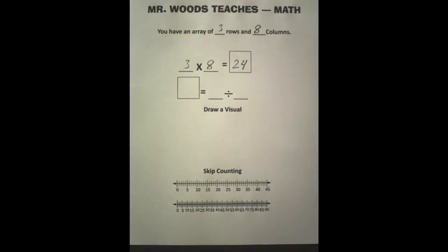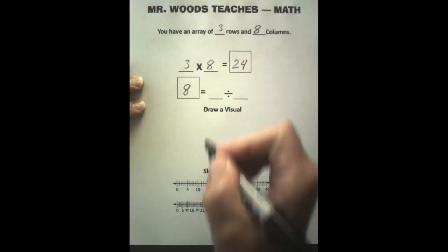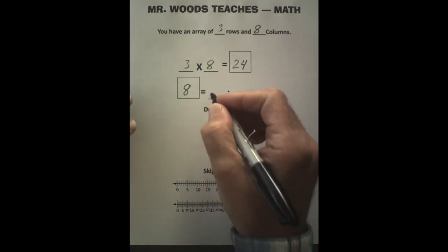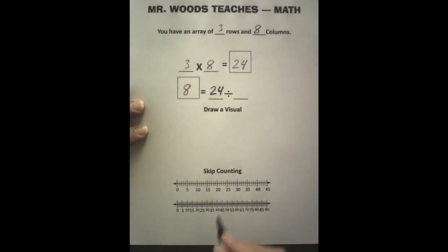Now, division is quick subtraction. So if we want to get back to that 8, we have to have 24 divided by 3.